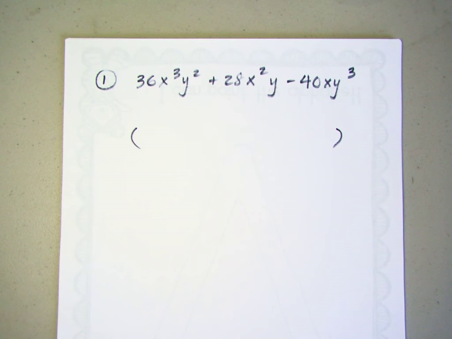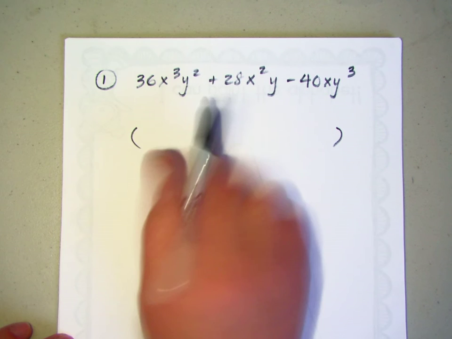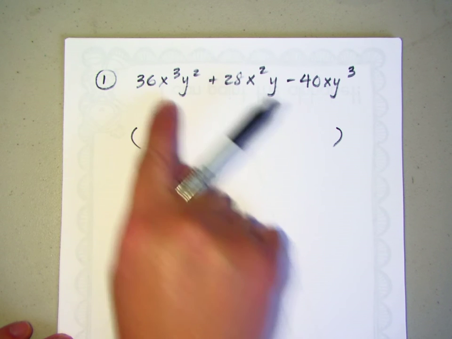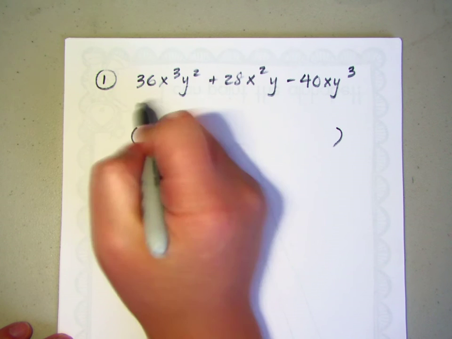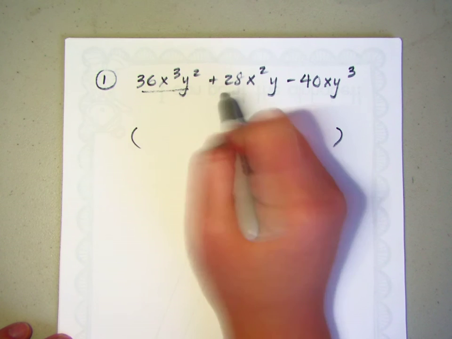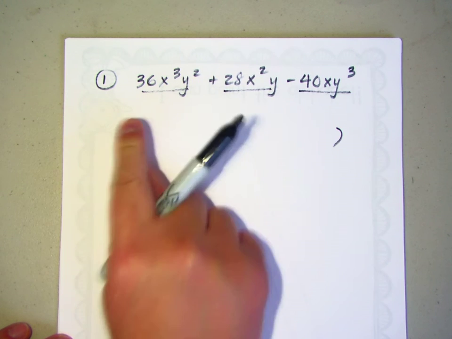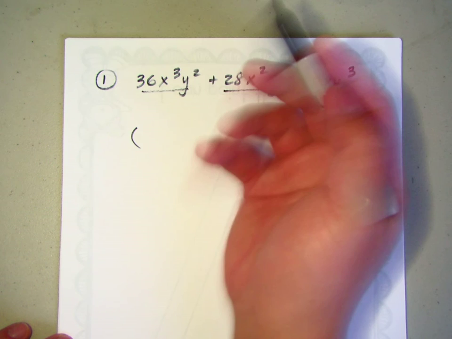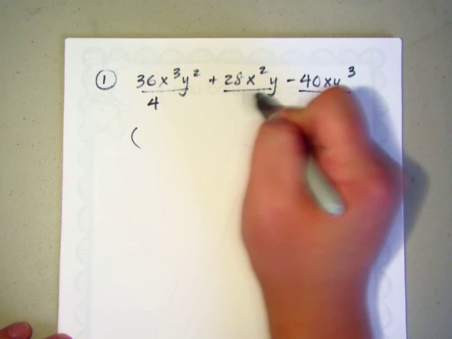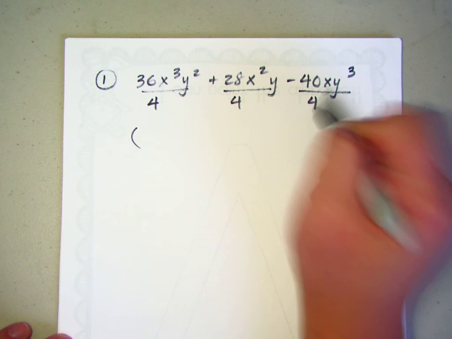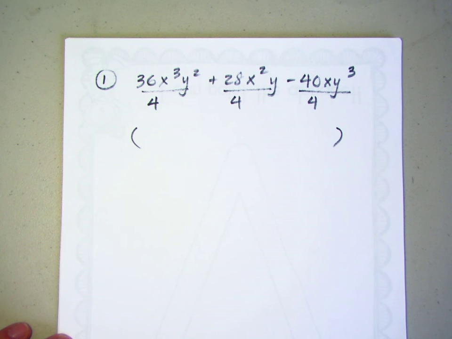So we look at what everything has in common. First, look at the numbers here: 36, 28, 40. What's the number that each of these terms can be divisible by? If we look at it, it looks like a 4. And if you don't get it the first time, that's fine. You can continue and check at the end of your problem that you've factored completely, and if not, you can take out more.